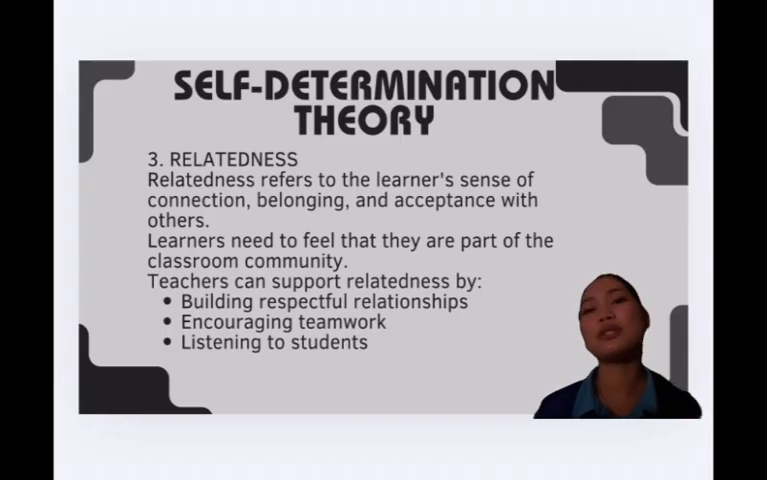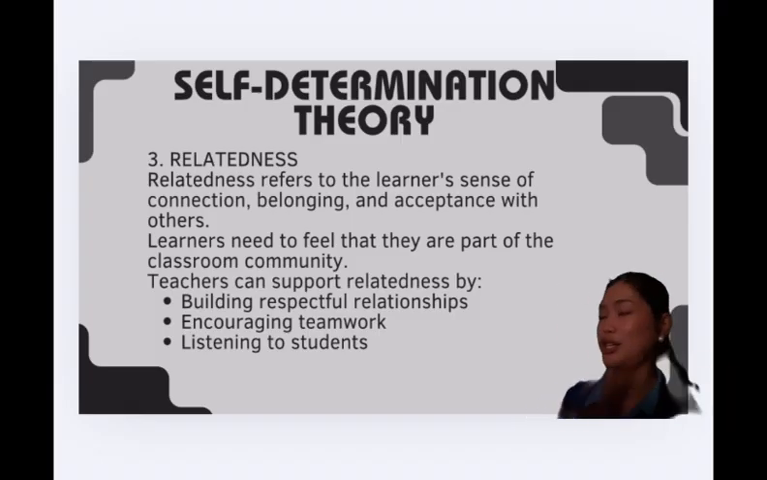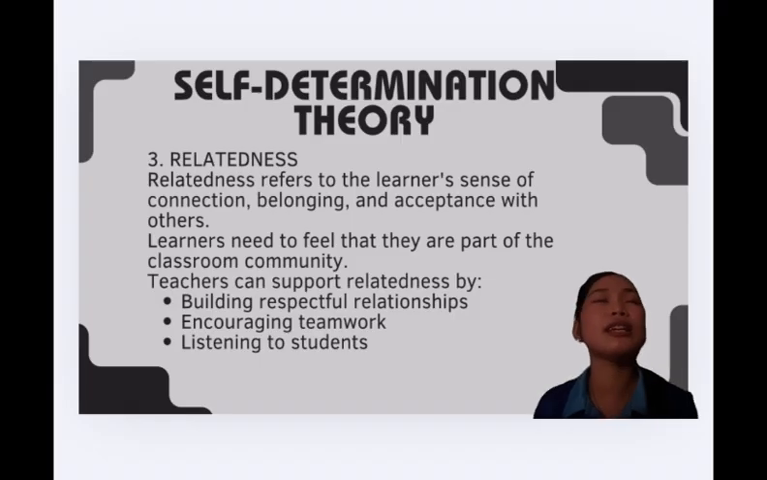Relatedness refers to a learner's feeling of connection, belonging, and acceptance. Students need to feel that they are respected and that they are part of the classroom community. Teachers can support relatedness by building respectful relationships, listening to students, encouraging cooperation, and creating inclusive activities. For example, when students feel accepted by their classmates, they become more comfortable participating in group discussion.